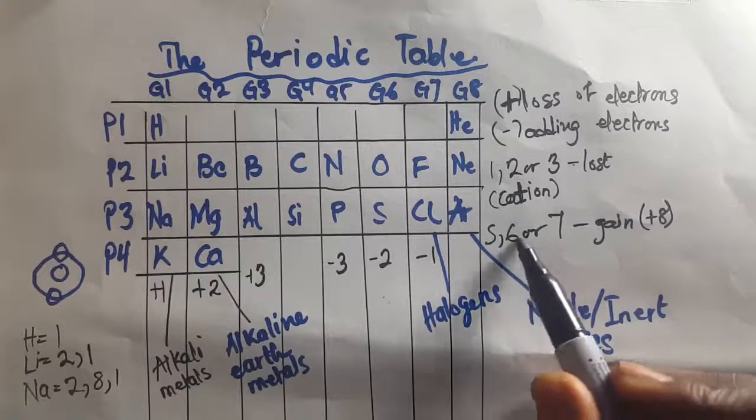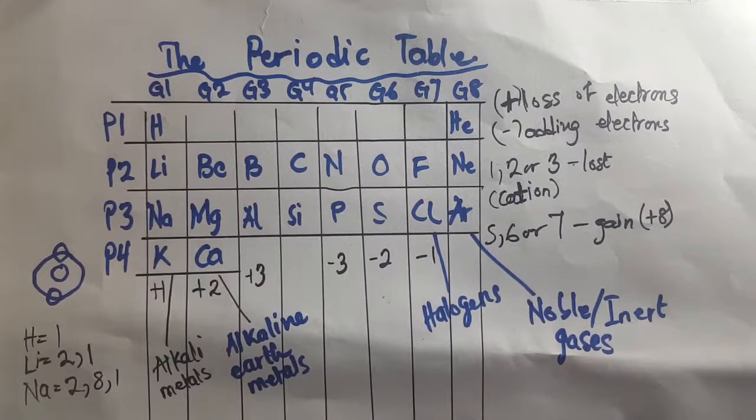Now looking at 5, 6, or 7, if you know the first 20 elements very well, you'll be able to know what I'm talking about. And if you don't know them, I'll advise that you know them. In my previous lesson, I spoke about the electron configuration, so I'll advise you to go and watch my first video on atoms, ions, and molecules. You'll understand electron configuration very well, and it's in the link description, so you can just scroll down and then tap on it and then watch it.